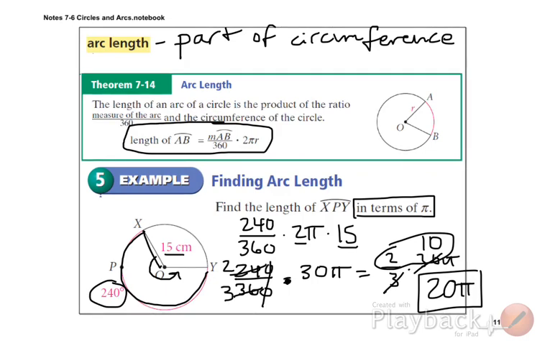Alright, that was quite a lengthy lesson, but hopefully you got a lot of information about arc length, circumference, major arc, minor arc, semicircles, all that good stuff, radius, diameter. So those are some basic skills we need to know about circles for the future.